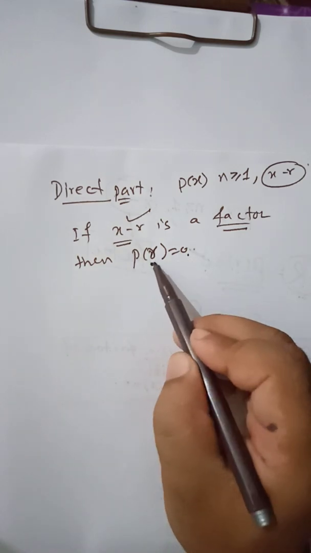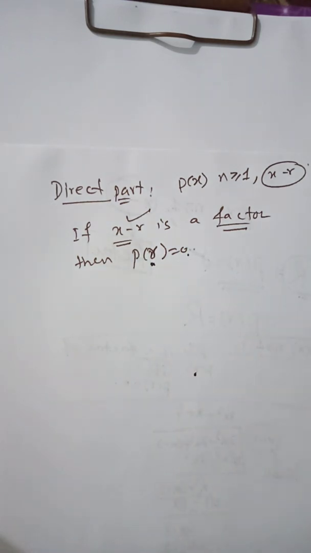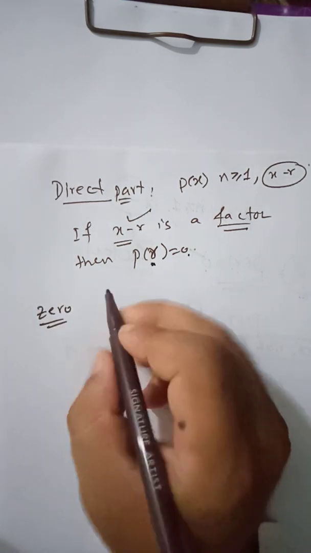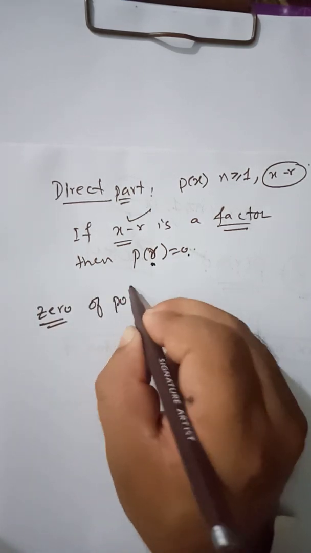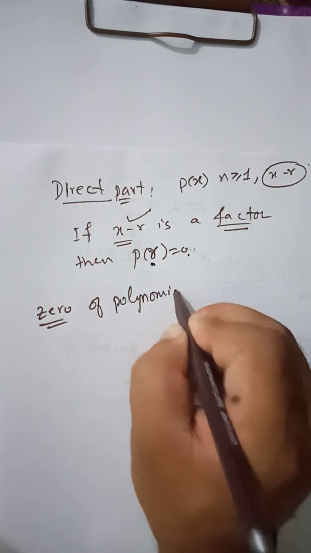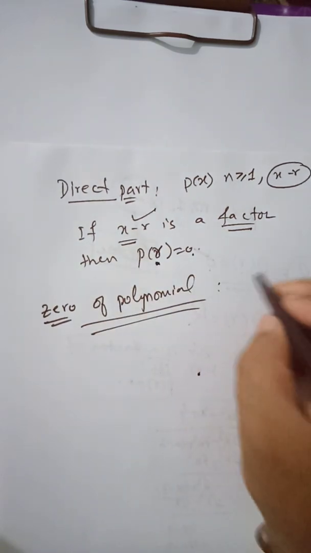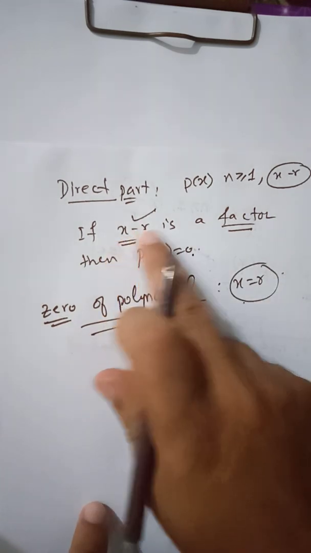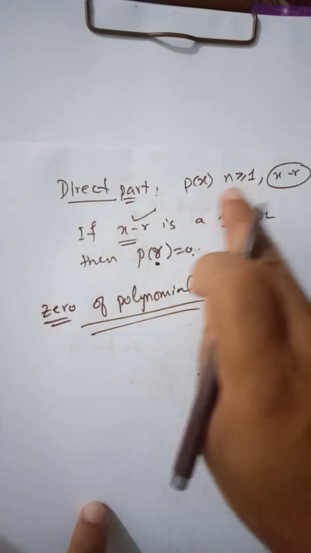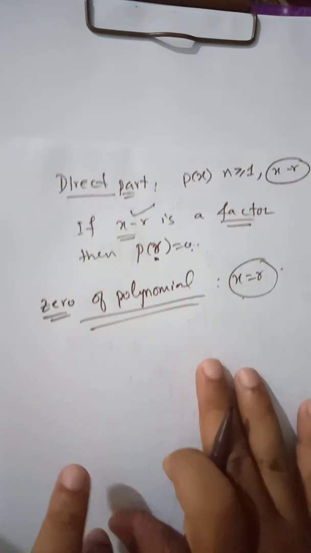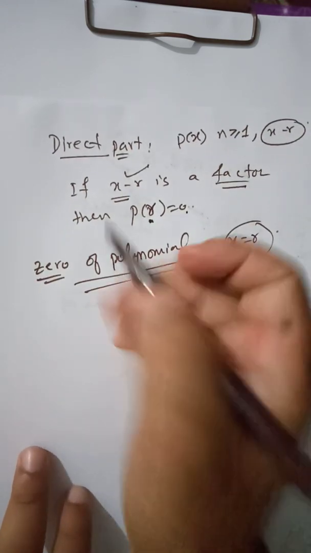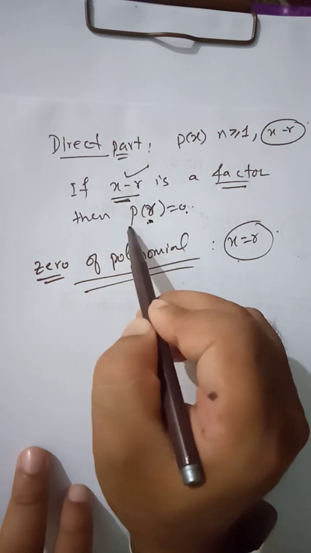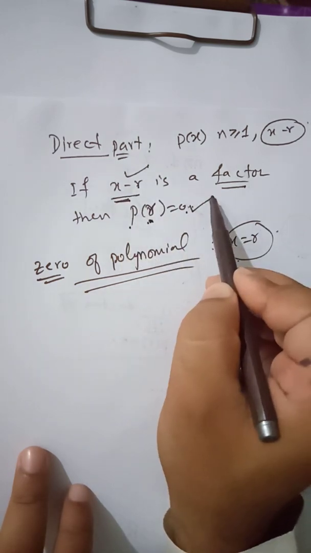So that value r is called a zero of the polynomial. That value x equal to r is called a zero of the polynomial, and x minus r is said to be a factor of that polynomial. So this is the direct part. Okay, now it means that when x minus r is a factor, then by replacing x with r in the given polynomial you will always get 0.